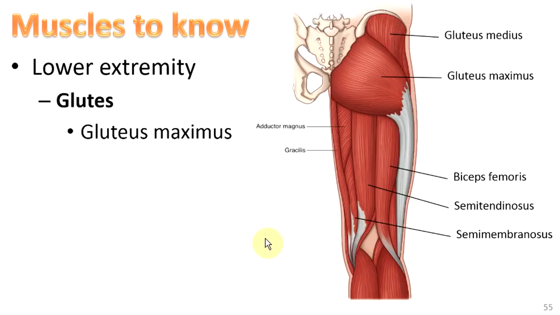Glutes, a group you need to know, consists of 3 muscles: the gluteus maximus, which is this big muscle here, the gluteus medius, which is right here, and the gluteus minimus. The gluteus maximus originates on the medial border of the sacrum and inserts out here on the greater trochanter. And so it's actually a hip extender primarily, and a little bit of a hip abductor.